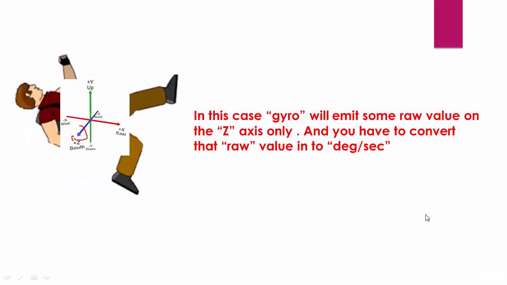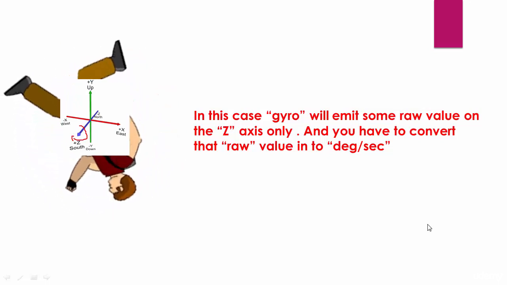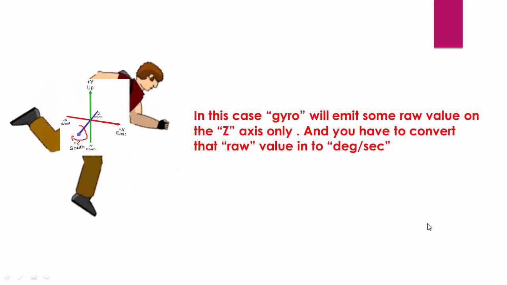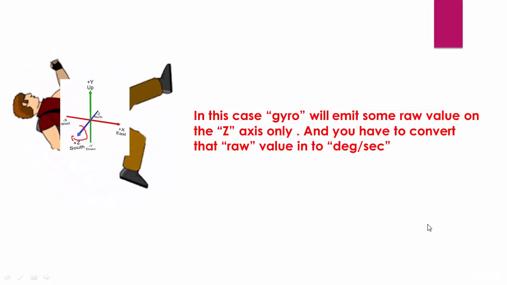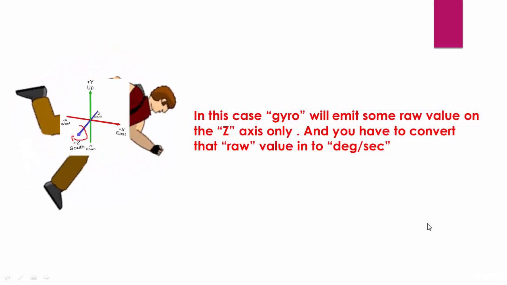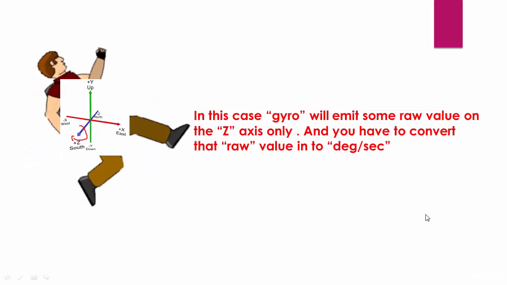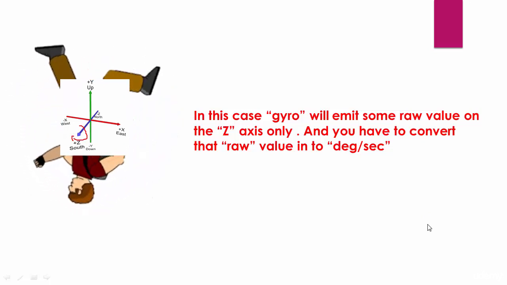So the gyro will output some raw values, which correspond to the object's rotational movement. So in the gyro also you will get some raw values, that means some numbers, and your job is to convert them into degrees per second. Otherwise it won't make any sense, right?